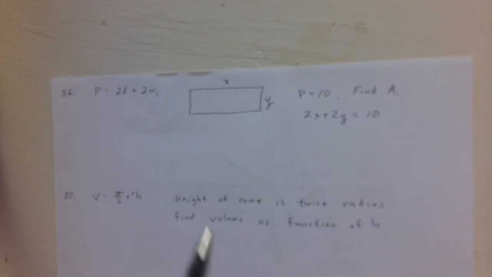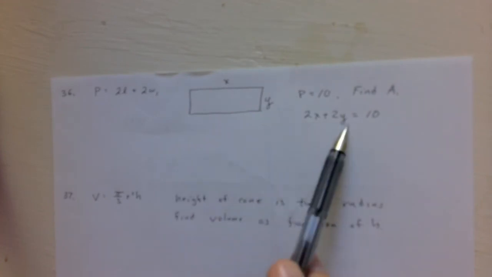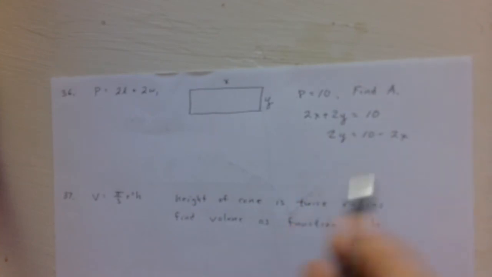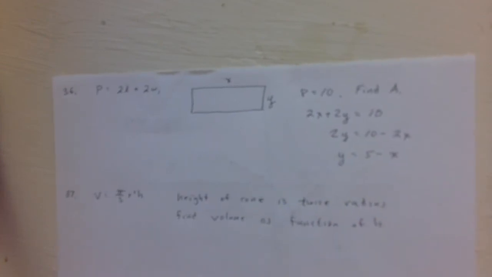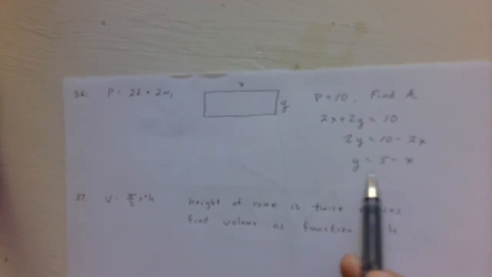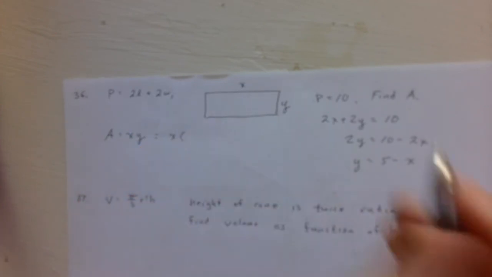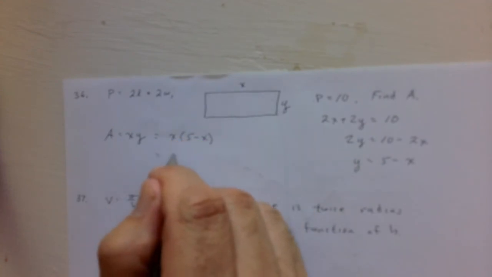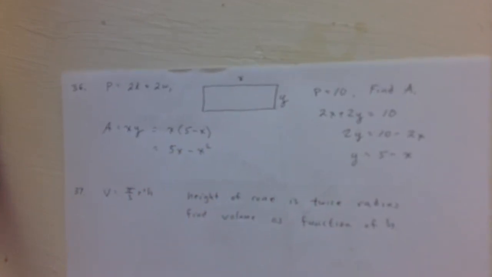Now the whole thing is that we want to write the area as a function of x, which means we want to write y in terms of x. So we could solve for y in terms of x, divide by 2, and we get y as 5 minus x. So then the area is x times y, which is now x times 5 minus x, which is 5x minus x squared, which was one of the options.